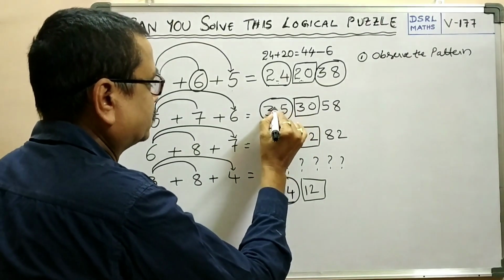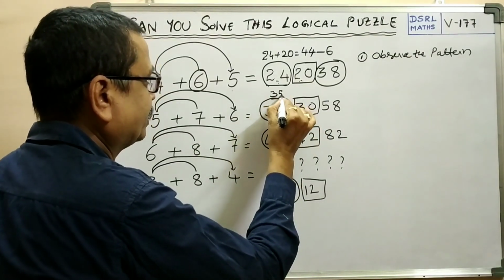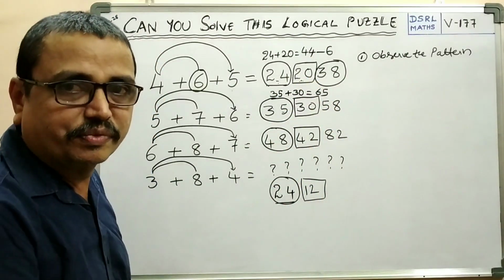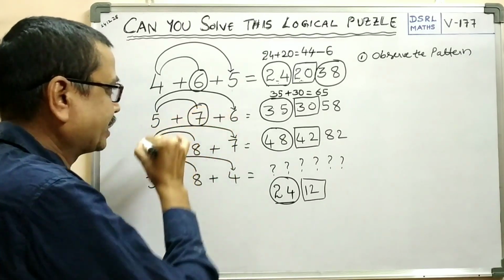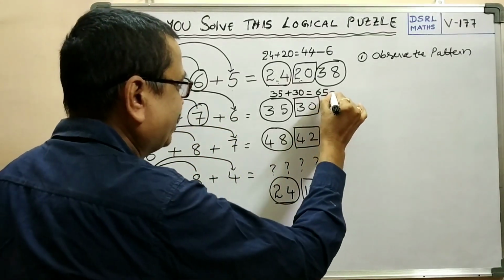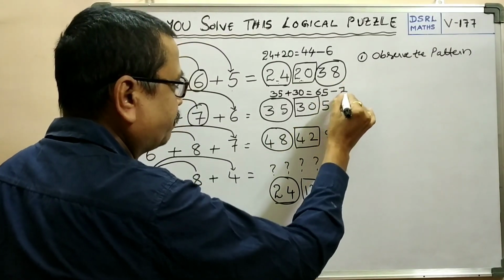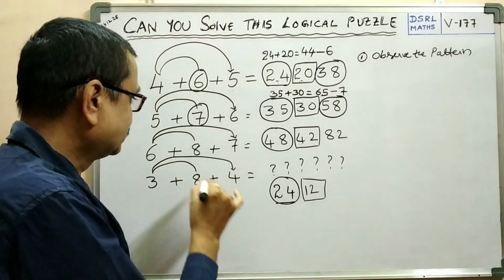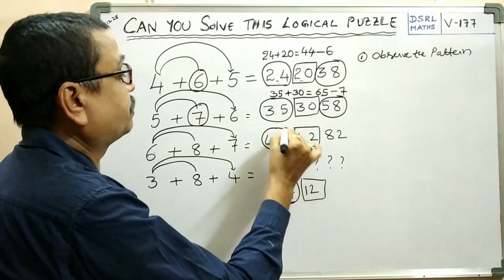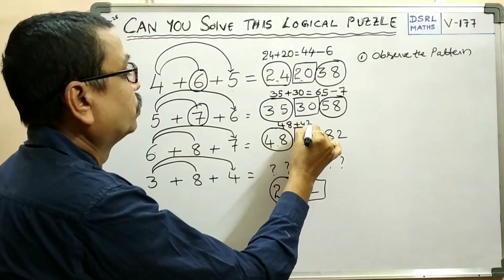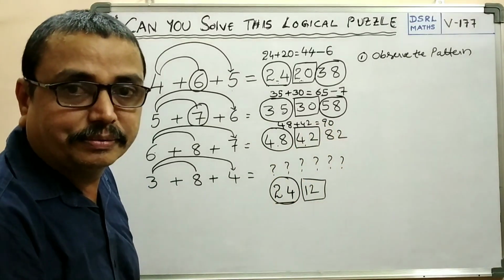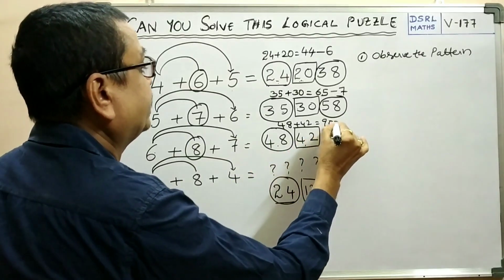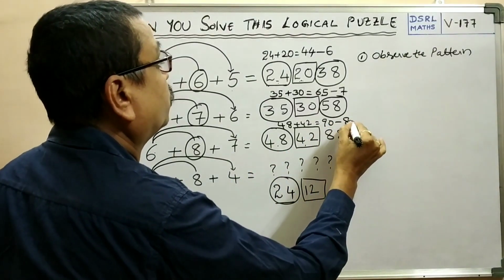Same as 35 plus 30, that is equal to 65. In the middle number you can subtract, that is minus 7. 65 minus 7 is equal to 58. Same as 48 plus 42, that is equal to 90. Subtract the middle number, 90 minus 8, that is equal to 82.